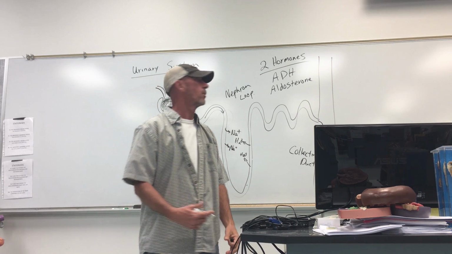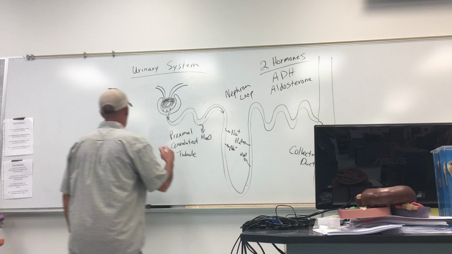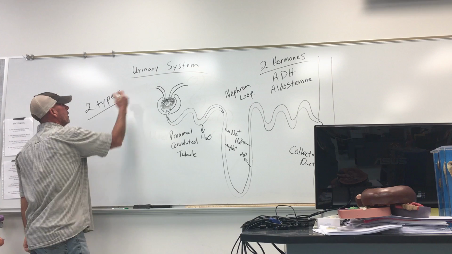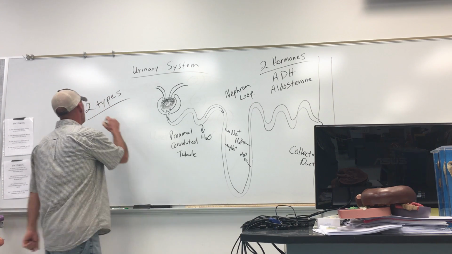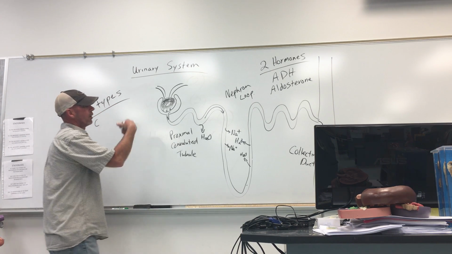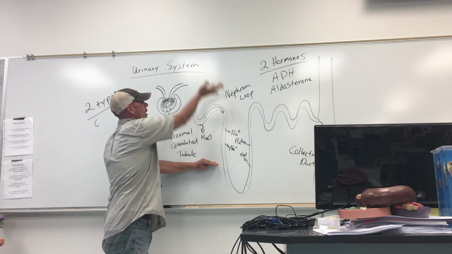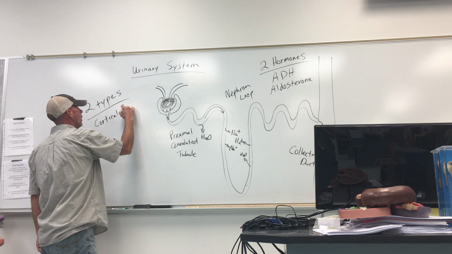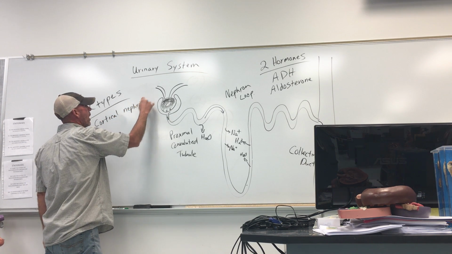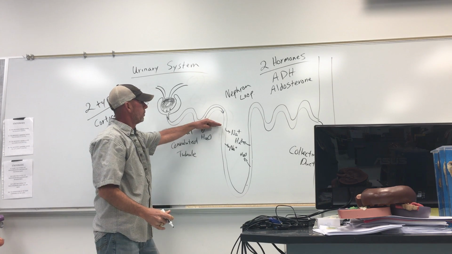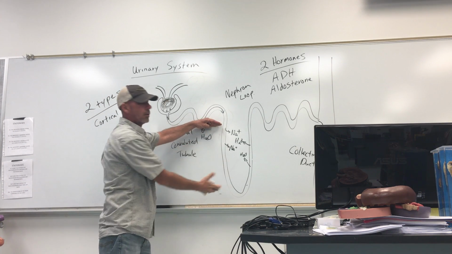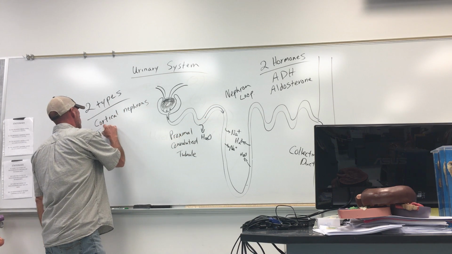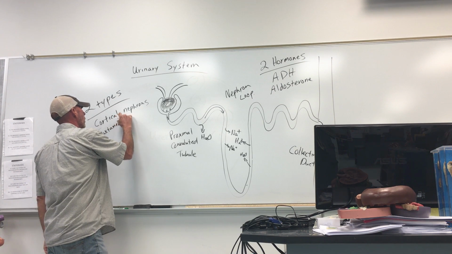There's two types of nephrons. The two types of nephrons are named based on their location. So we have some that are about 2/3 distributed into the cortex or the outer layer, so we call those cortical nephrons. Then we have about a 1/3 distribution in the cortex and about 2/3 of it in the medulla, and so we call those juxtamedullary nephrons.